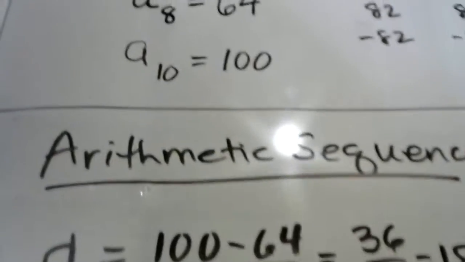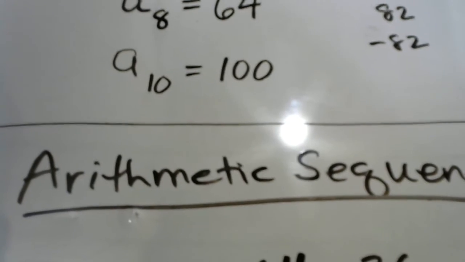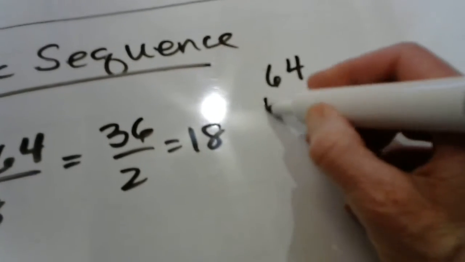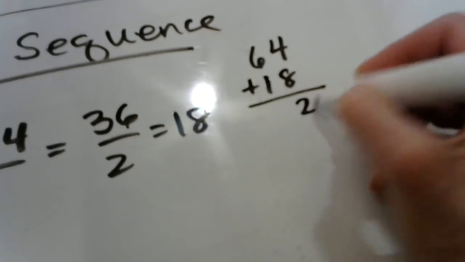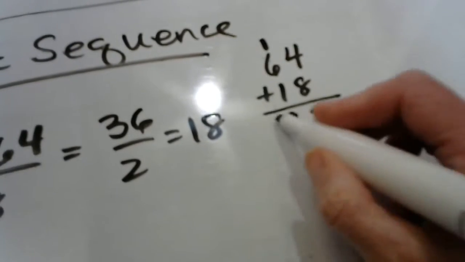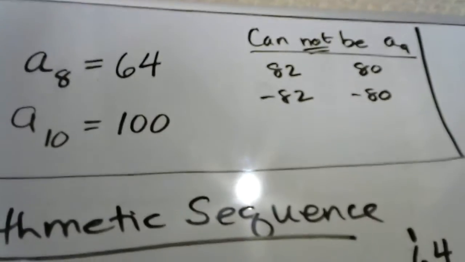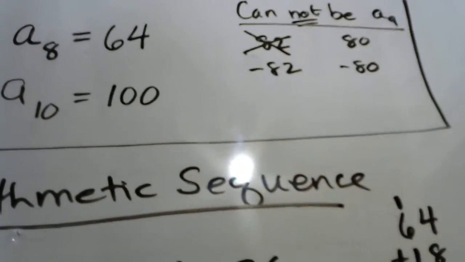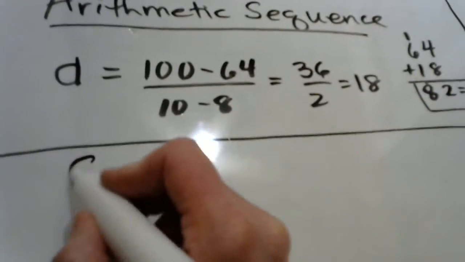And then we can take our eighth term, which is 64. If we add 18 to it, we would get the ninth term, which is 82. So we know that our A9 is 82 for the arithmetic sequence. So we can cross that answer off because that is a possible answer. Next, we're going to work on the geometric sequence.